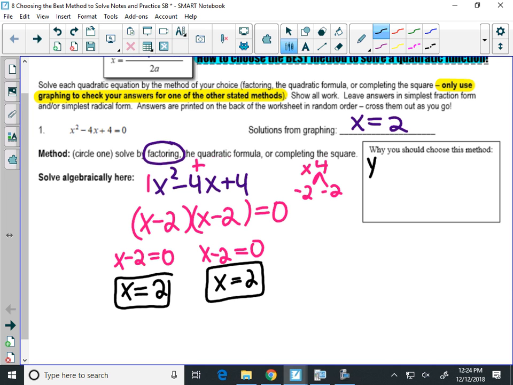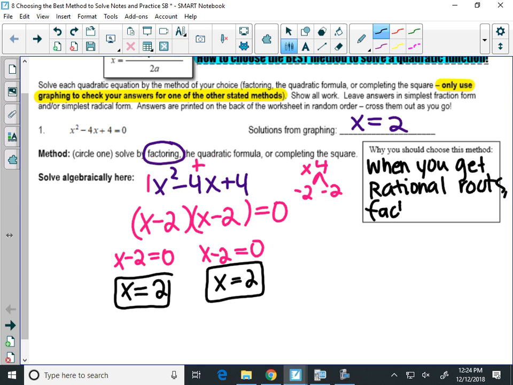Let's write it this way. When you get rational answers, so when you get a rational root, factoring will always work. And if you're good at factoring, it's faster than doing the quadratic formula and completing the square.